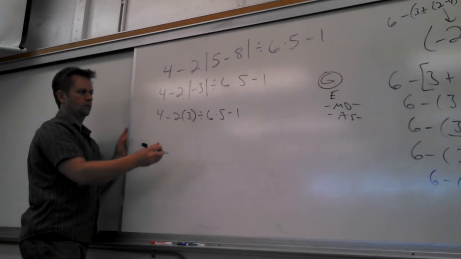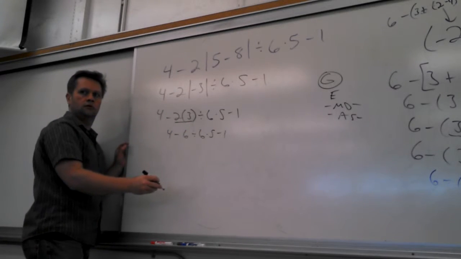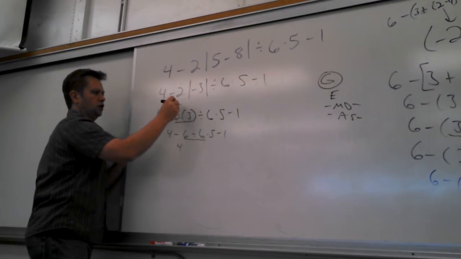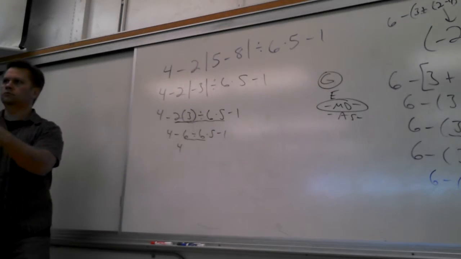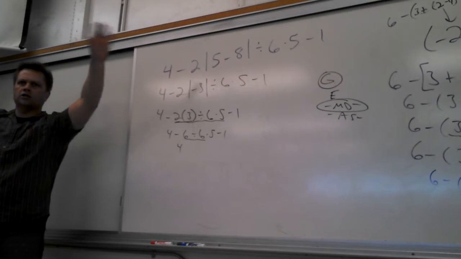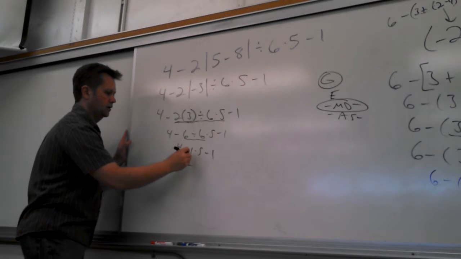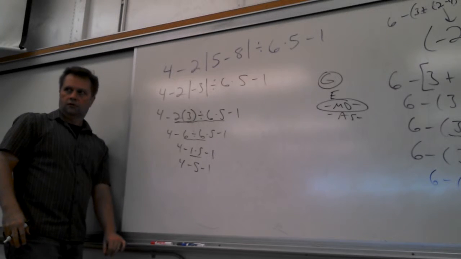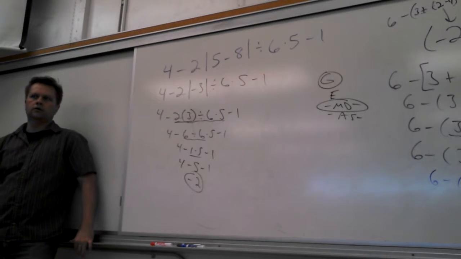Then what's left next? 2 times 3, and you're going to do the 6 divided by 6. Good, because now these are last. This whole chunk in the middle is multiplication and division, so that's what I'm going to work on until I get it done. The subtraction's got to wait. So 4 minus 1 times 5 minus 1, 4 minus 5 minus 1. And now negative 1 minus 1 is negative 2. It's really not that hard.